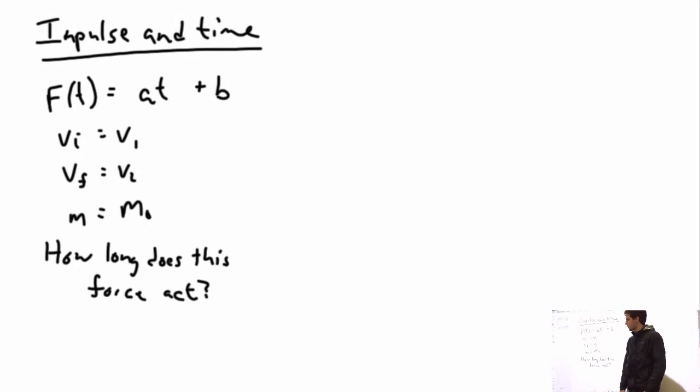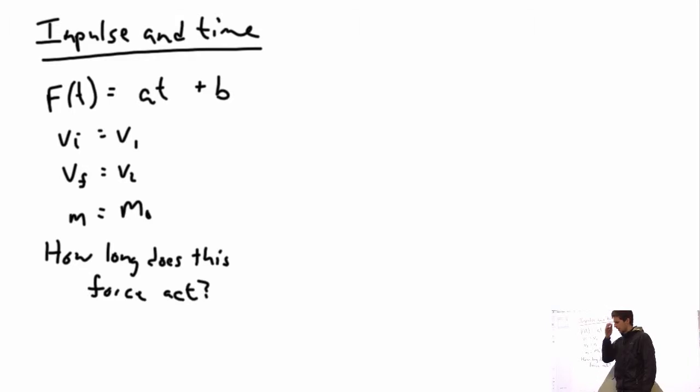In this problem, we're given a mass m naught, and we're told that this mass is acted on by a force with the function at plus b. This is a function of t, where a and b are constants. We're told that at the initial time where this force starts acting, the mass has a speed of v1, and at the final time it has a speed of v2. Our question is, how long does this force act on the object?